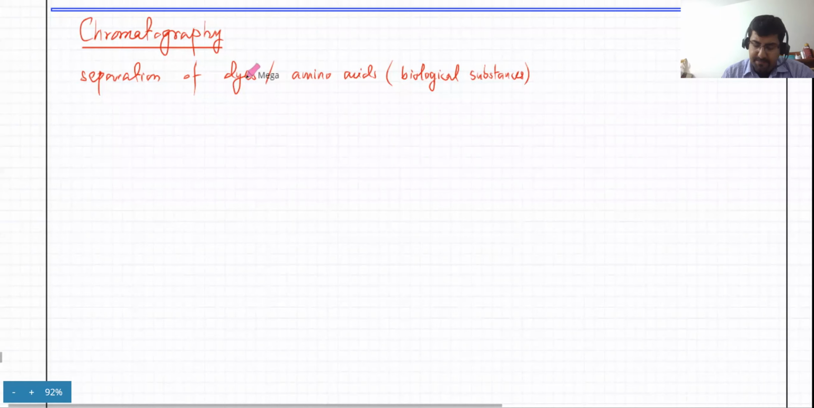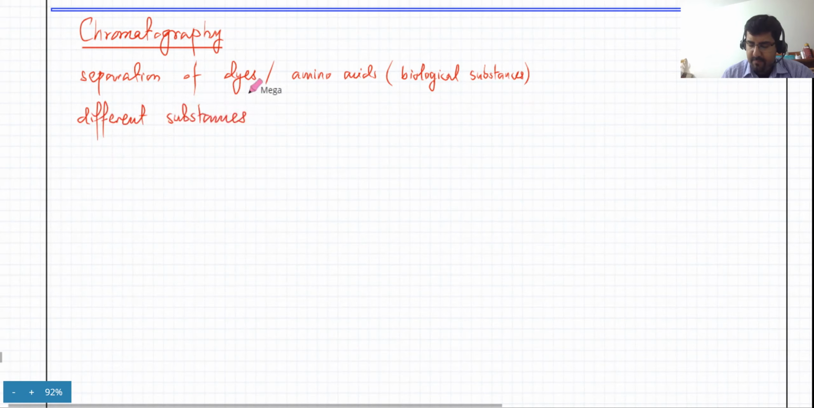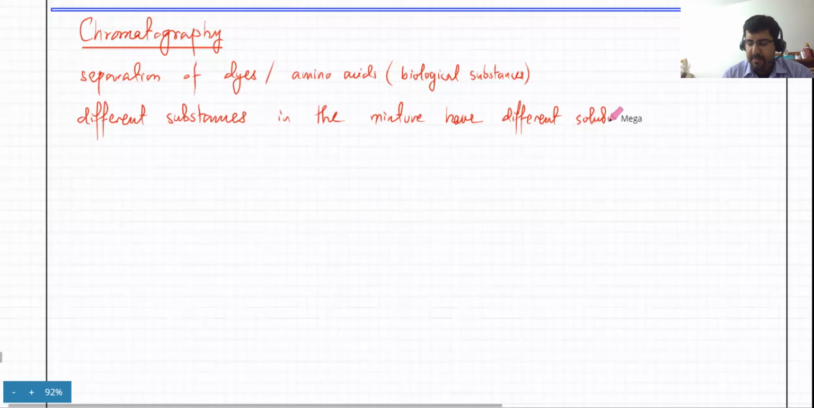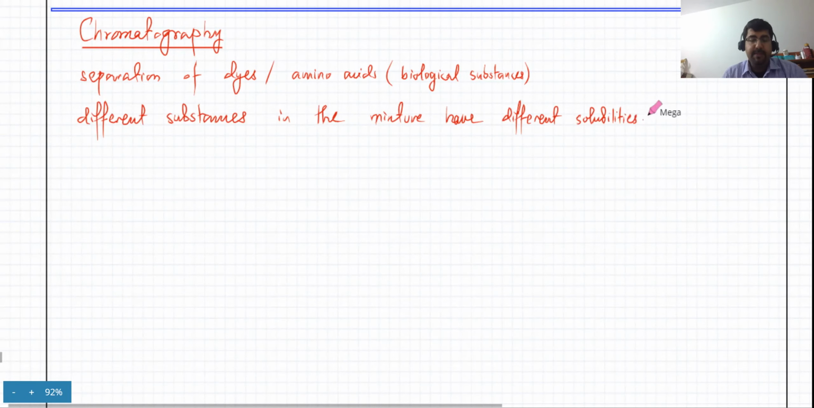And the way that is done is that different components or different substances in the mixture have different solubilities, which means some of them would be more soluble than others. You can also do this experiment at home, which I would recommend that you send me pictures of that experiment. I'll tell you how to do this experiment at home.